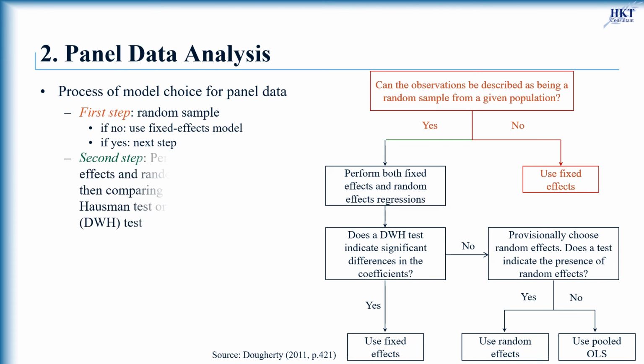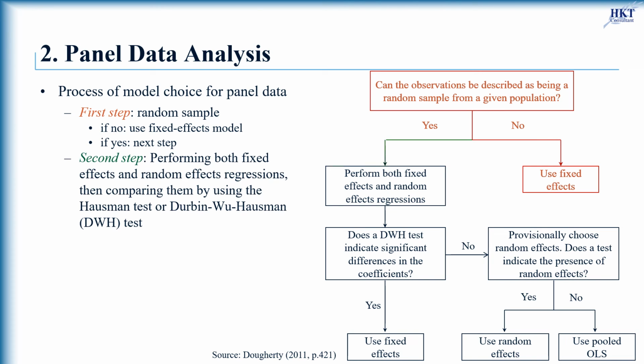In case of random sample, we continue to the second step by performing both fixed effects and random effects models, then we compare these models by using the Hausman test, also known as the Durbin-Wu-Hausman or DWH test, where the null hypothesis is that the preferred model is random effects versus the alternative, the fixed effects. It basically tests whether the unique errors are correlated with the regressors. The null hypothesis is they are not. So, if the Hausman test indicates significant differences in the coefficients, the final choice consists in using the fixed effects model.